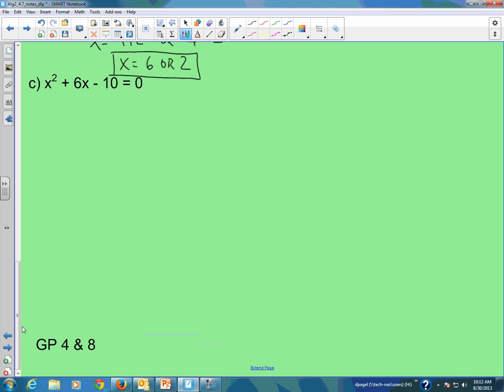All right, we're going to try this one. So if you want to work on it on your own, practice it, pause right now, and then come back and check the answers. x squared plus 6x equals 10. x squared plus 6x plus half of 6 squared, which is 9. And that goes to both sides.